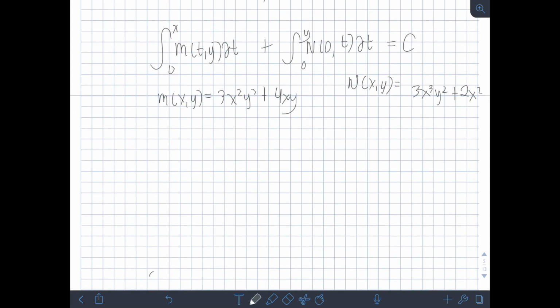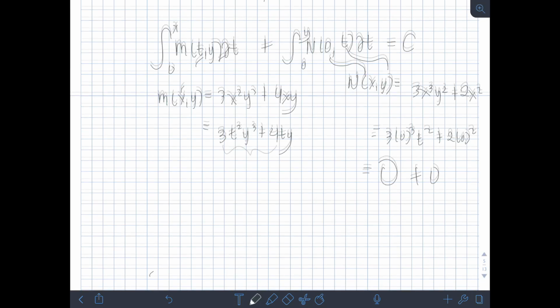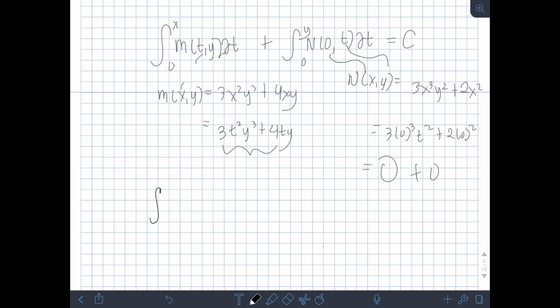So, papalitan ngayon natin itong x ng t, yung y as is. So, magiging 3t squared y cubed plus 4ty. And then, itong N of x, y natin, yung x papalitan natin ng 0, yung y papalitan natin ng t. So, magiging 3 times 0 cubed t squared plus 2 times 0 squared. Or simply, 0 na to, di ba? Kasi 0 plus 0 is 0. So, therefore, meron na tayong integral ng 3t squared y cubed plus 4ty dt from 0 to x, then plus integral ng, this time, 0 na lang to, so 0 dt from 0 to y.